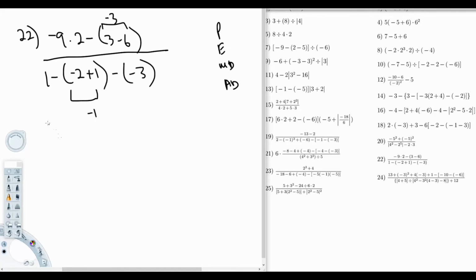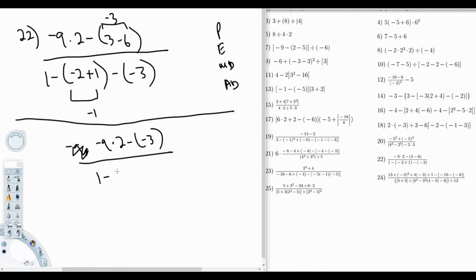Let's rewrite it now. I'm going to put a nice big fat line here. Minus 9 times 2 equals, I'll just rewrite it: minus 9 times 2 minus minus 3 over 1 minus minus 1 minus minus 3. Okay, that looks good.